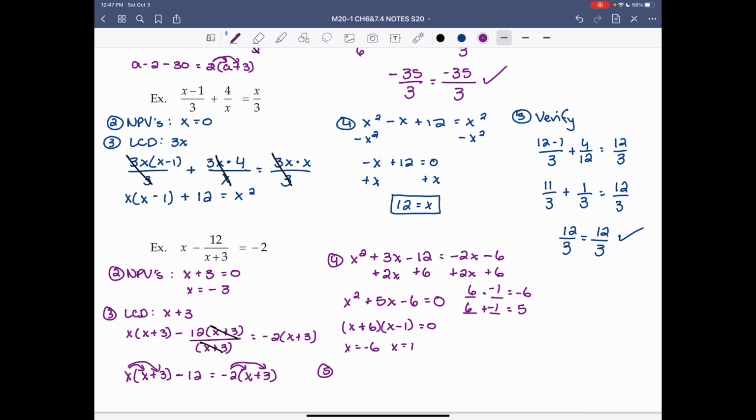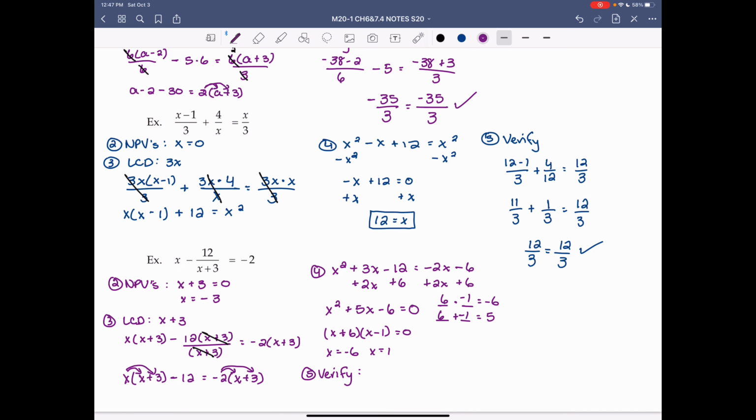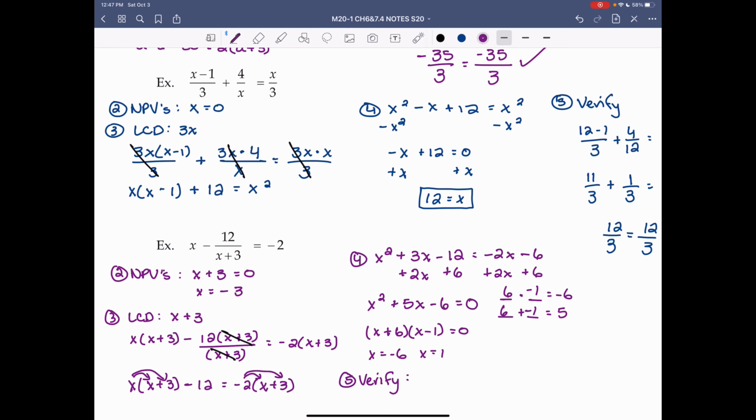Last step, let's verify. We check our solutions -6, 1 with our NPV, which is -3, so that's fine. Neither of them is the NPV. We want to sub them into our original equation. I'm going to start with 1 minus 12 over 1 plus 3 equals -2. 12 divided by 1 plus 3 is 4, so 12 divided by 4 is 3. 1 minus 3 is -2, which equals -2, so that's verified.